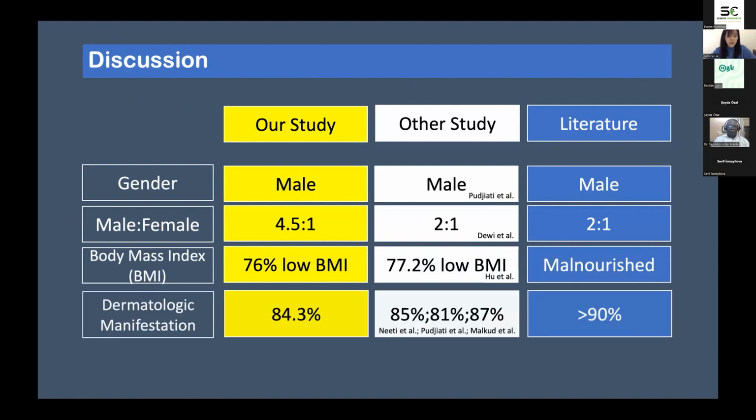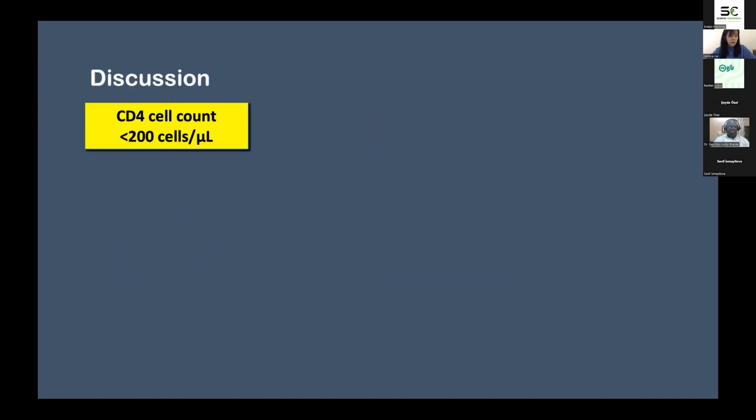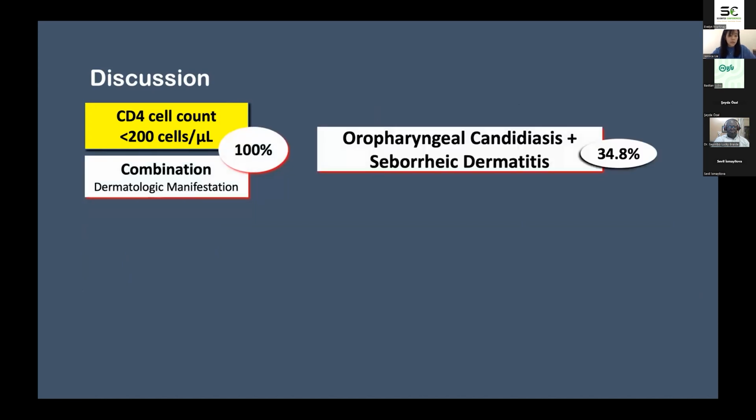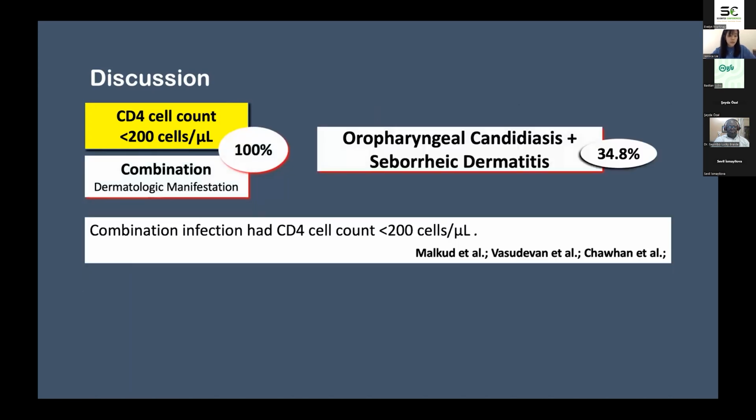We had 84.3% prevalence of having dermatologic manifestation, slightly lower than the literature, but in concordance with other studies by Neti, Pujati, and Malkut et al. Okay, the most common dermatologic manifestation with CD4 cell count less than 200 is the combination. This was in concordance with the study by Malkut, Vasudevan, and Chauhan.